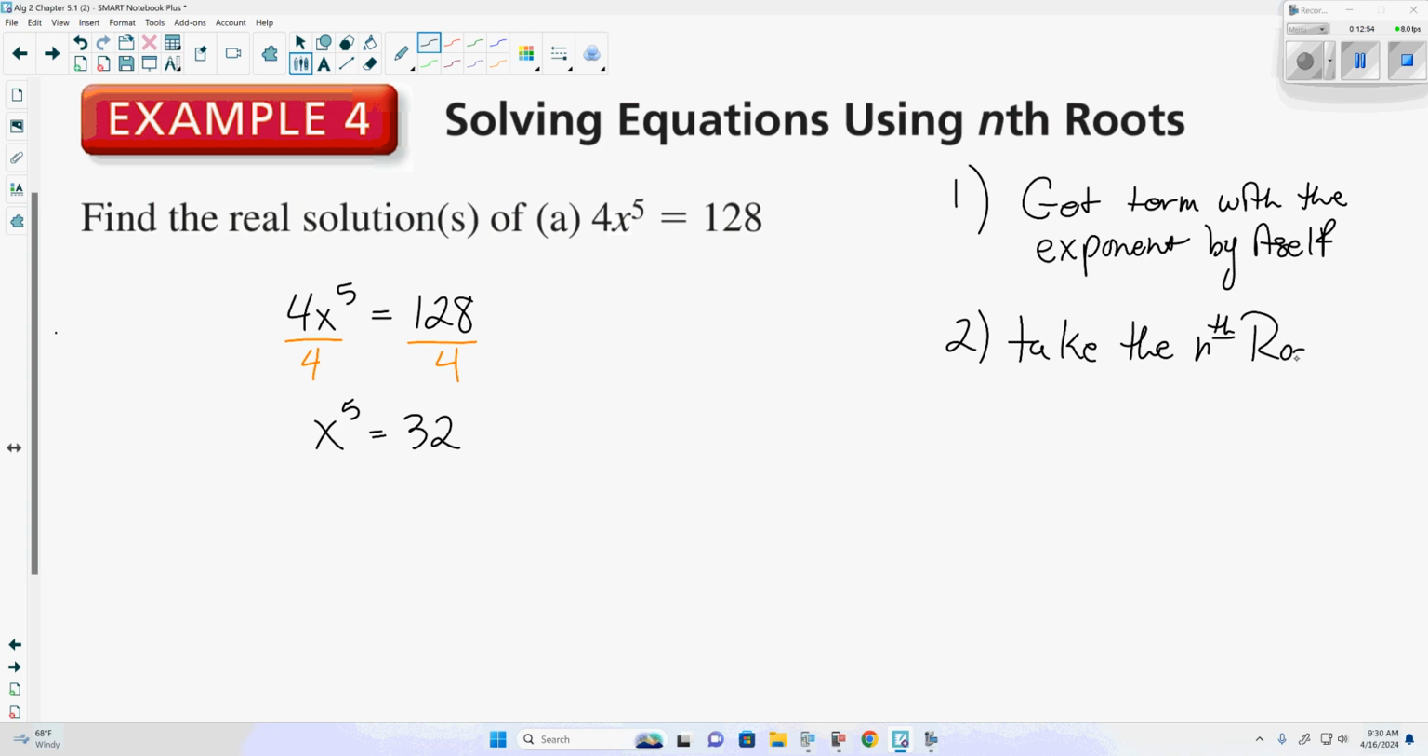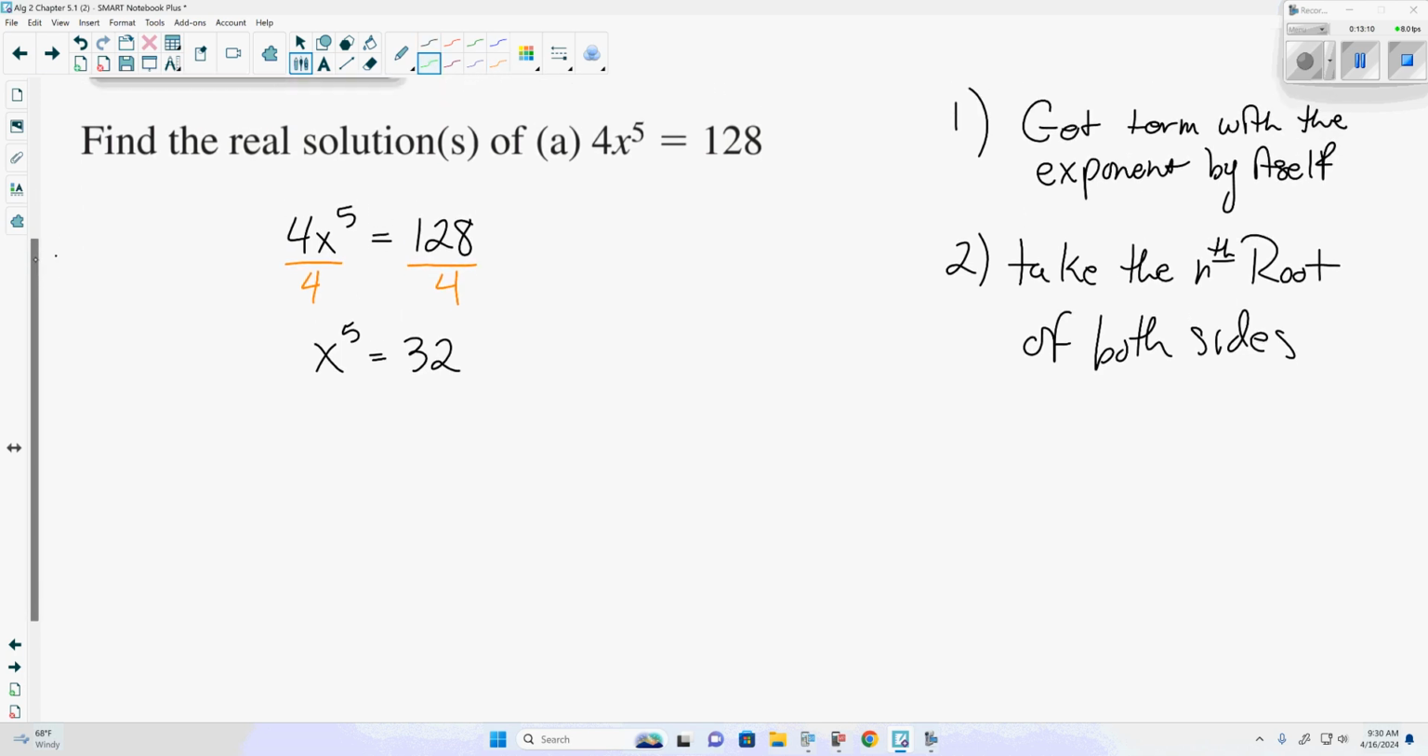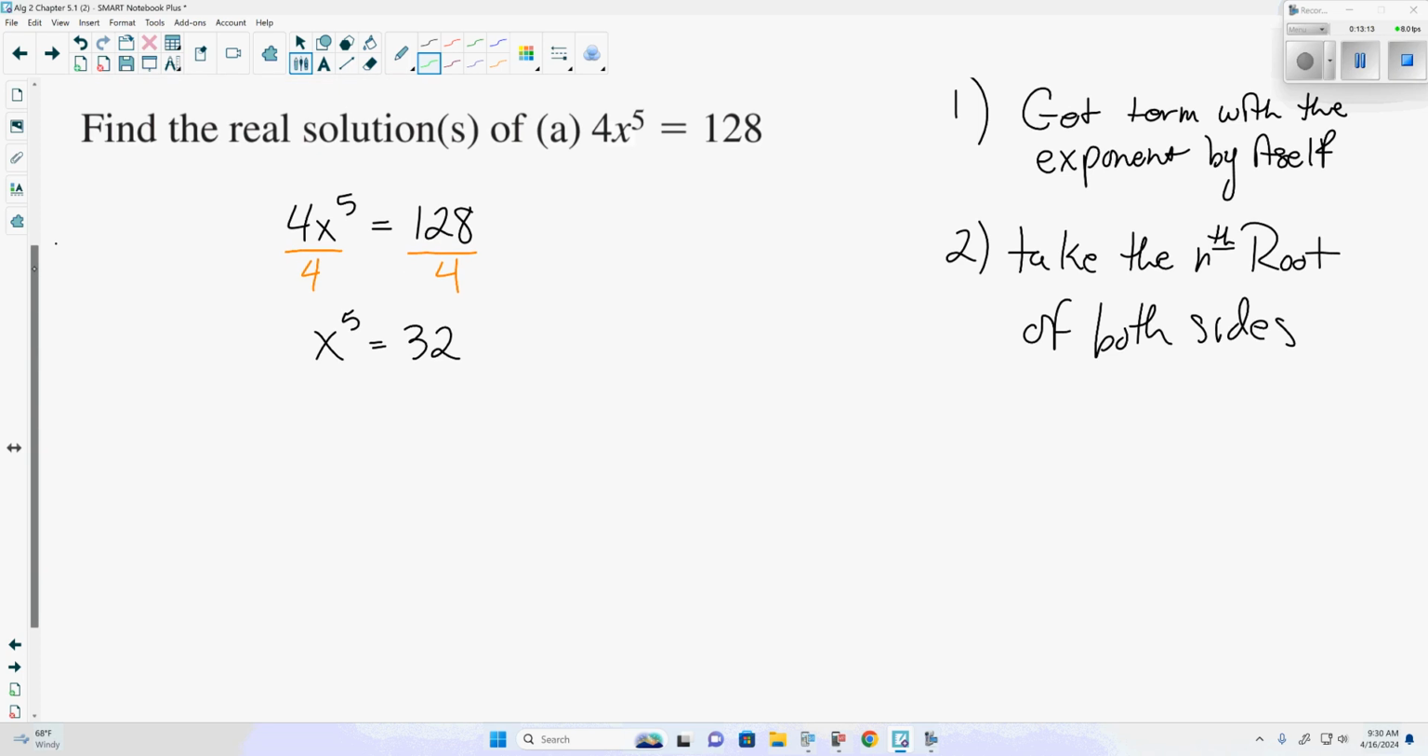Second step is to take the nth root of both sides. So we have x to the 5th equals 32. So what root are we taking on both sides? 5th. Because the 5th root of x to the 5th is going to be x. We take the 5th root of the other side. 5th root of 32 is 2.